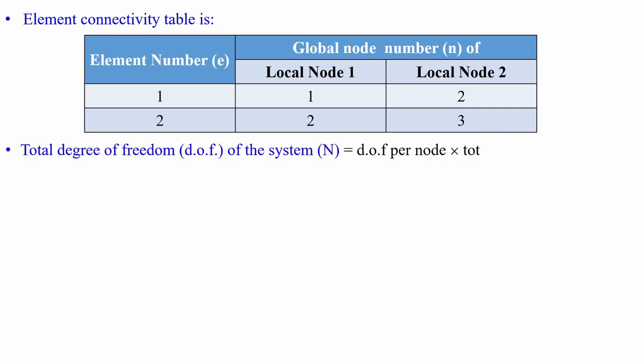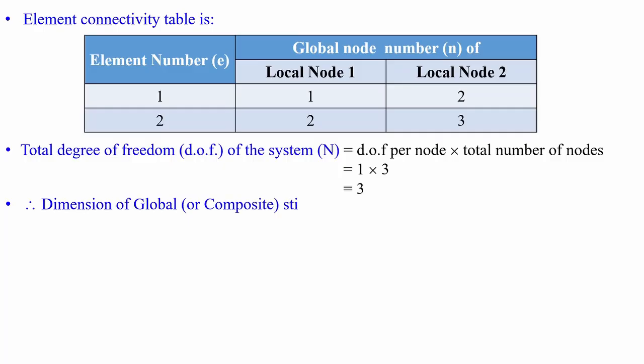Therefore, the total degree of freedom of the system is calculated as DOF per node multiplied by the total number of nodes. As we are solving a one-dimensional problem, the DOF per node will be 1 and the total number of nodes is 3. So we have 1 into 3 equal to 3. Therefore, the global stiffness matrix will have dimensions 3 by 3.